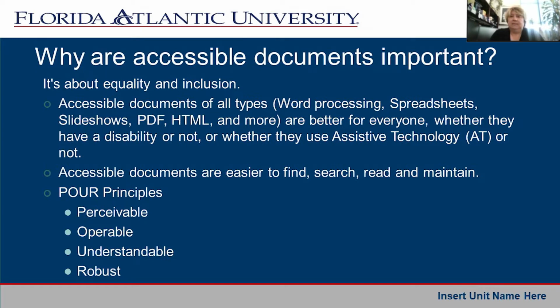So when it comes to accessible documents, why is it important? The biggest thing is for equality and inclusion. So we want to make sure that all students have equal access to their pursuit in their education. And whether that's a student with a disability, a student that's coming from another country with another language, or a student that maybe is a full-time caregiver for a family member or children, we have to make sure that we give them that equal access.